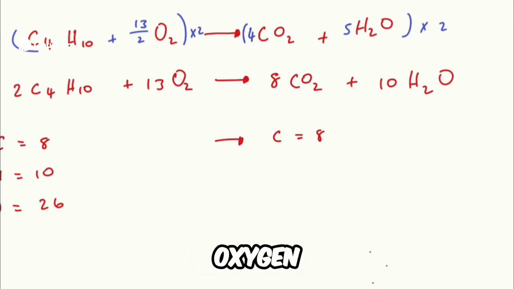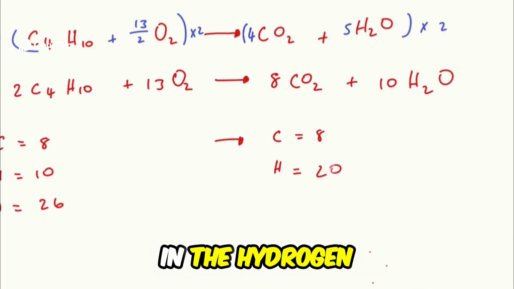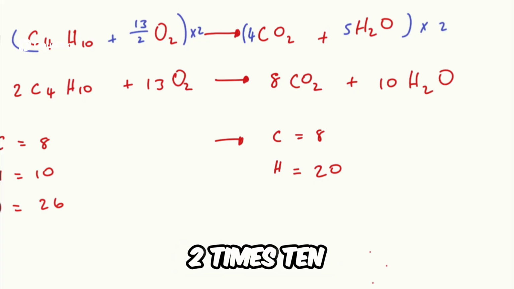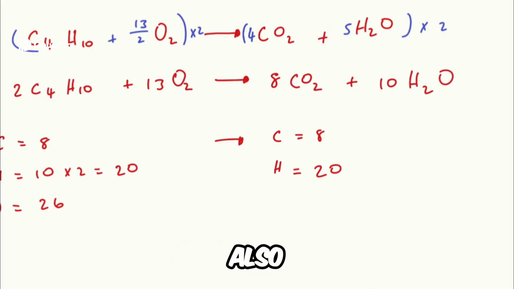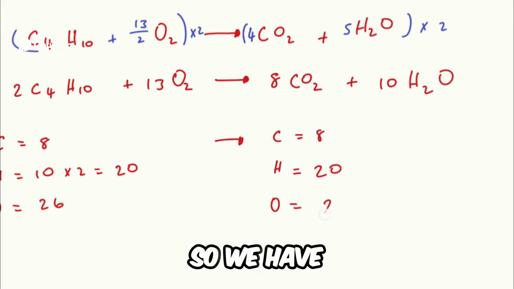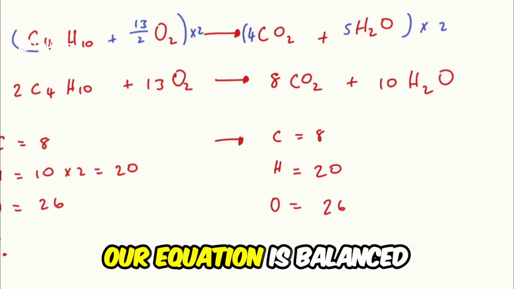How many oxygen or hydrogen first? We have 10 times 2 it's 20 hydrogen, and this side 2 times 10 is 20 hydrogen also. Then we have how many oxygen? Oxygen we have 8 times 2, 16, plus 10, so we have 26 oxygen. Therefore our equation is balanced.